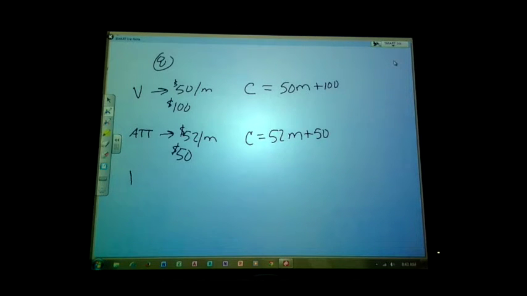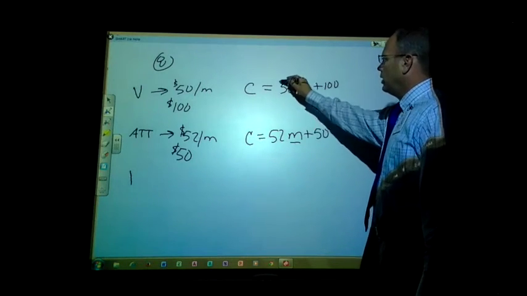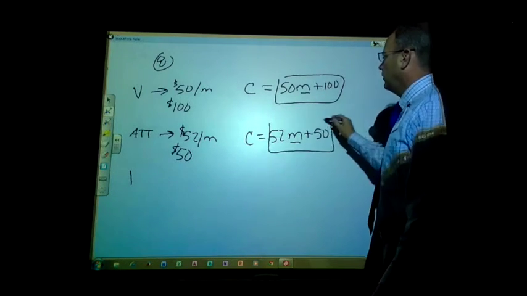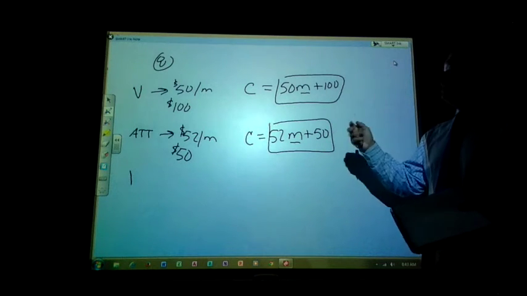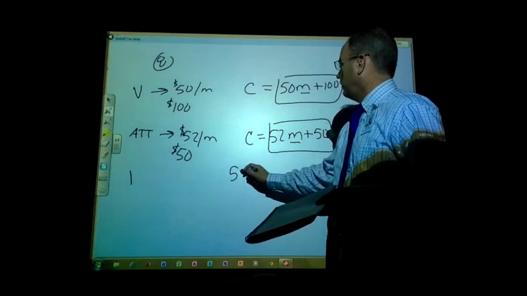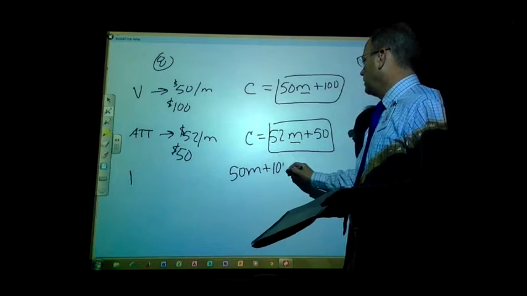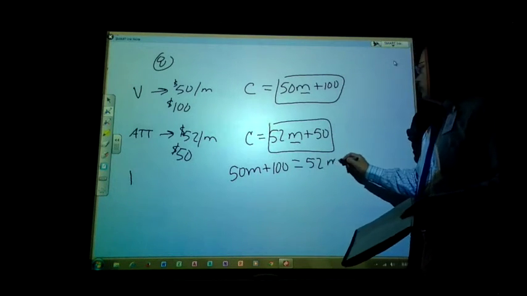Well, what variable up there represents months? Okay, here's our months. So what should I do with this and with this to figure out when they are the same? Yeah? You put the first equation on one side and the other one on the other. Perfect. So are we worried about C? We're not worried about C in this case. I want to know when the months are going to be equal. So I'm going to set each of those equal to each other. So I have 50M plus 100 is equal to 52M plus 50.